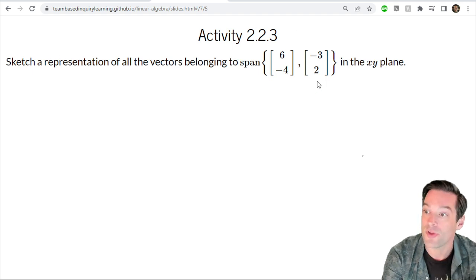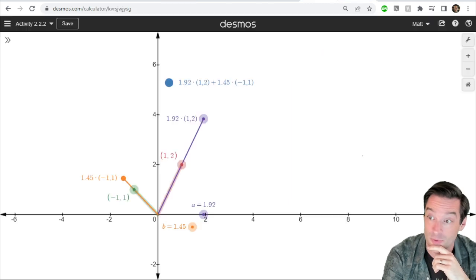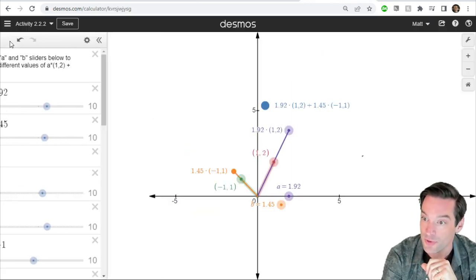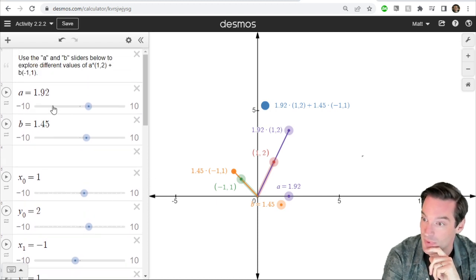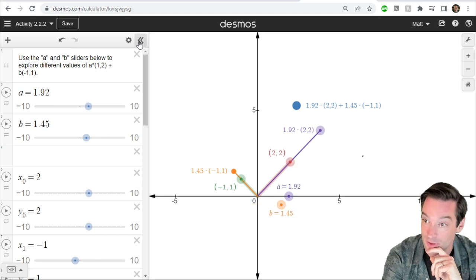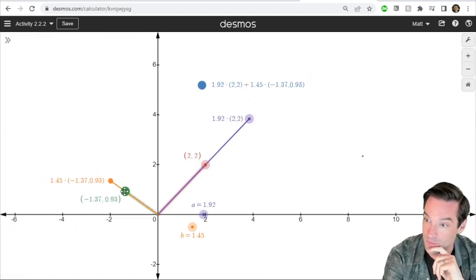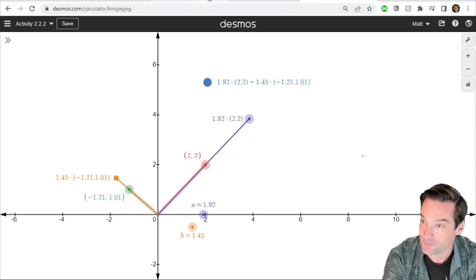We'll just do this activity again, but with a pair of different vectors, 6, negative 4, and negative 3, 2. The Desmos activity that I've linked for activity number 2, you can go in and modify it just by changing the coordinates, or actually you could just drag these vectors around if you like, so that you can have the coordinates that you're looking for the third activity for today.